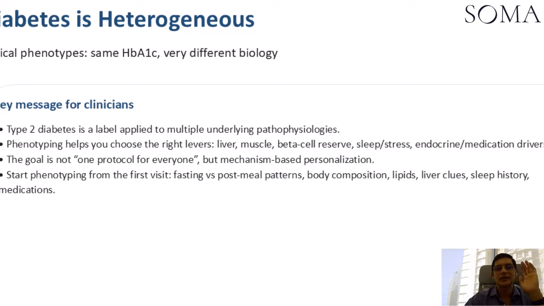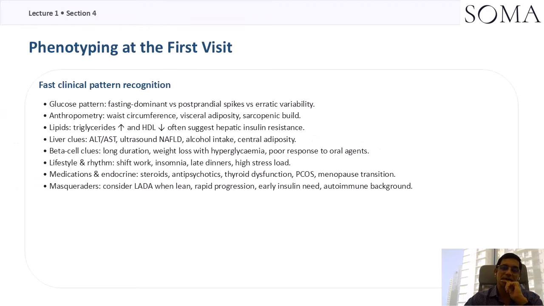So in clinic, the question is not only does this patient have diabetes? The more important question is what kind of diabetes physiology does this patient have? Or which mechanism is dominant? Or which organ system is failing first? That is what we mean by phenotyping.